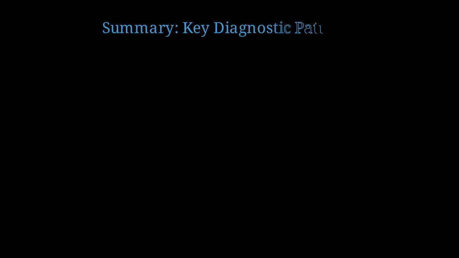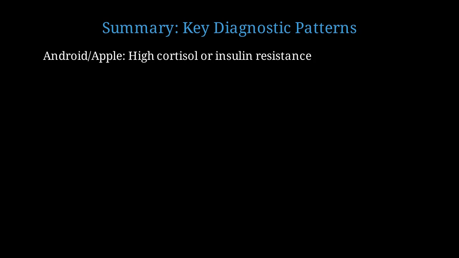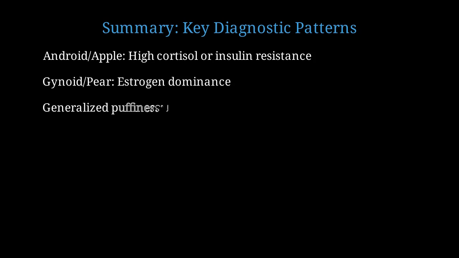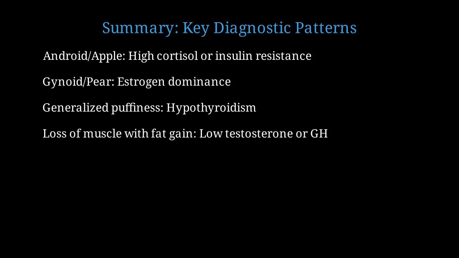Let me summarize the key diagnostic patterns we've covered that link body shapes to specific hormone imbalances. Android or apple shape with central obesity suggests high cortisol from chronic stress or Cushing's syndrome, or insulin resistance and metabolic syndrome. Gynoid or pear shape with lower body fat suggests estrogen dominance, often seen in PCOS or perimenopause. Generalized weight gain with puffiness suggests hypothyroidism with low T3 and T4. Loss of muscle mass with increased abdominal fat suggests low testosterone in men or growth hormone deficiency in either sex.